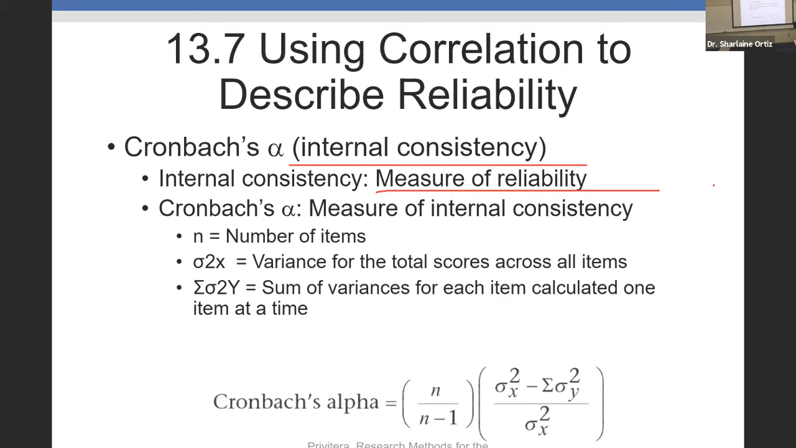Now, what we mean by internal consistency, what we're trying to determine, is the extent to which multiple items are actually related. What does that mean in the Queen's English?